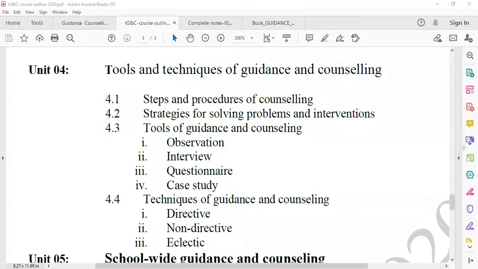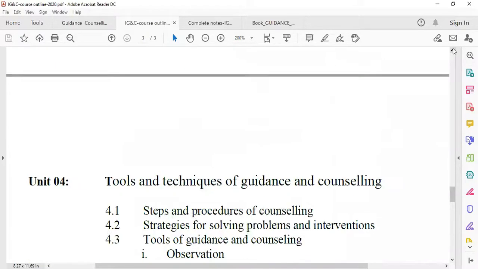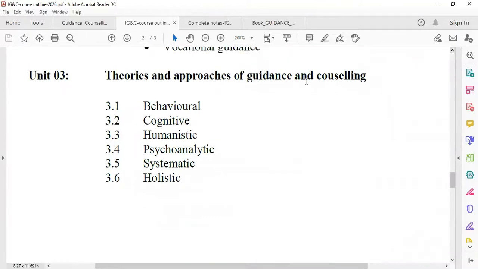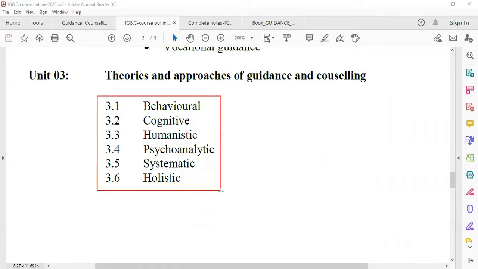Whereas in the previous class, we had studied about theories of guidance and counseling, and these theories provide a foundation for our practical work. And in these theories, we had studied about behavioral, cognitive, humanistic, psychoanalytic, systematic, and holistic approach. We had studied about these approaches in the previous class, and hopefully you would have gone through different books and reading materials to enrich yourself further. So now we'll go further towards the process and procedure of providing guidance and counseling in a school setting.